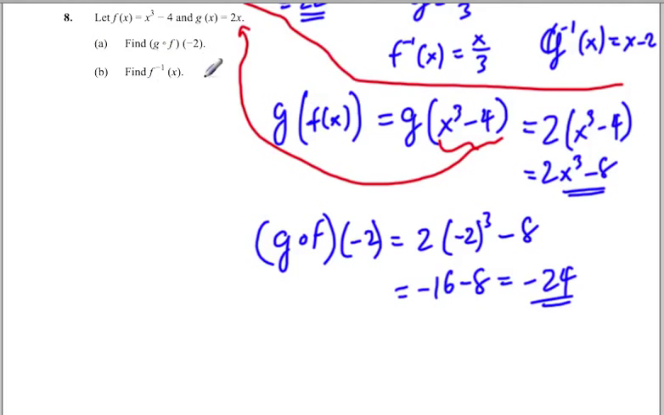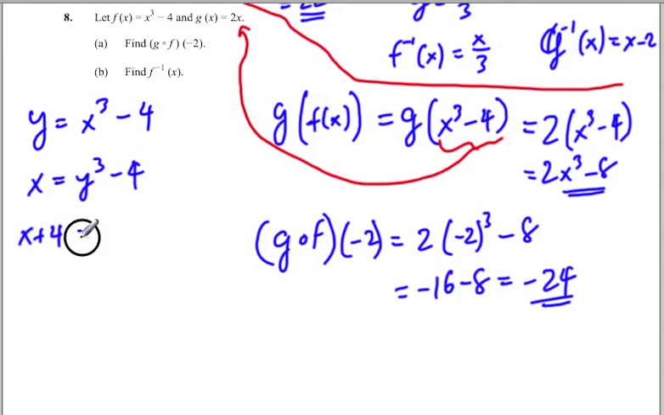All right, find f inverse of x. It's really the same deal here. So we have y is equal to x cubed minus 4. And remember, same deal, you always just switch the x and y. So x equals y cubed minus 4. And then you add 4 to both sides. So x plus 4 is equal to y cubed. I'm just going to rewrite it to the other side. So y cubed is simply x plus 4.